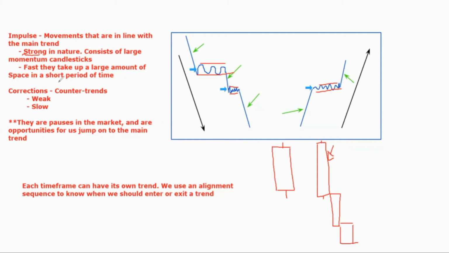And then corrections are movements that are opposite to the trend. They're very weak and they're very slow. So say, for example, let me erase this.